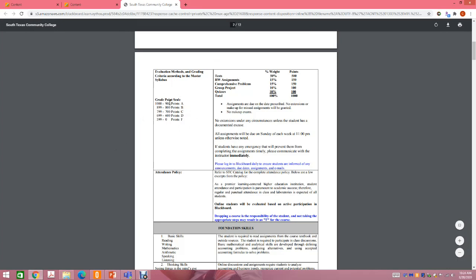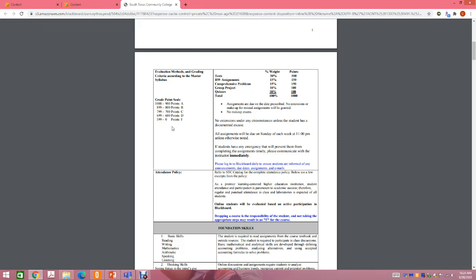If you earn between 900 to 1,000 points, you'll get an A in my class. If you earn between 800 and 899 points, you'll get a B. If you get between 700 to 799 points, you'll get a C. If you get between 600 and 699 points, you'll get a D. And anything below 599, you'll get an F. I do not curve. Okay? The grade that you earned is a grade that I will issue out to you. Okay?